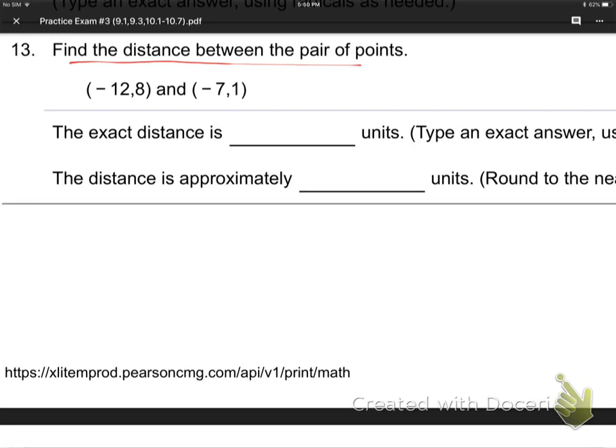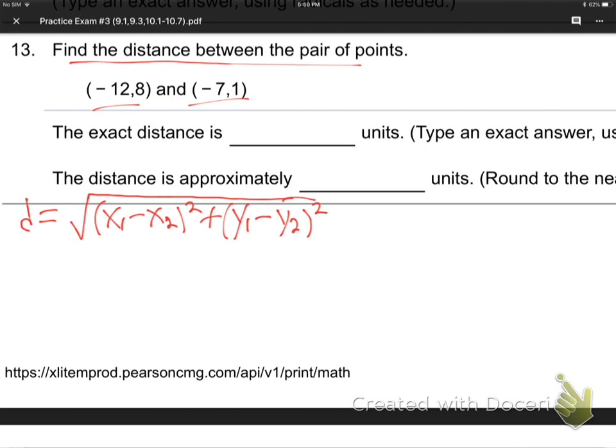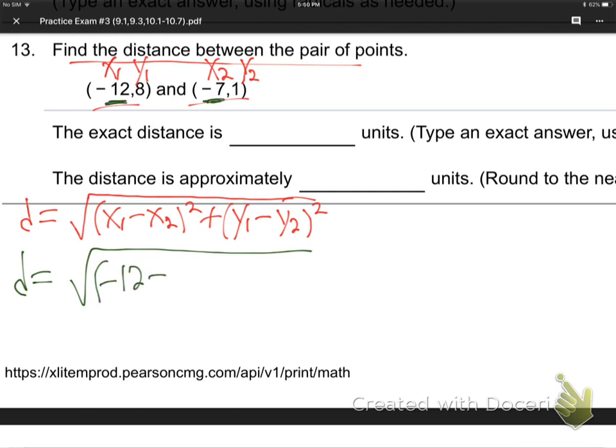All right, how do you find the distance between 2 points? Well, the distance formula is the square root. You want to have this on your 3x5 card for the test on Monday. x1 minus x2 squared plus y1 minus y2 squared. So this is x1, y1, x2, y2. So that distance is going to be the square root of x1 minus x2, minus 12 minus negative 7. Watch the double negative thing. Plus y1, 8, minus y2, 1 squared.